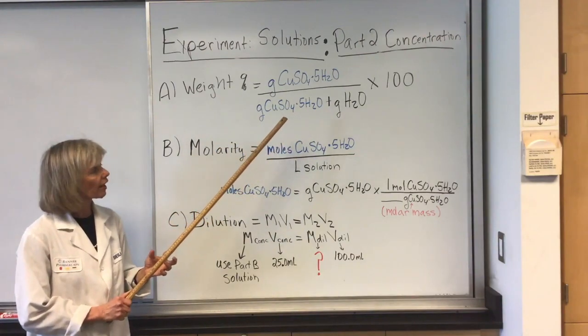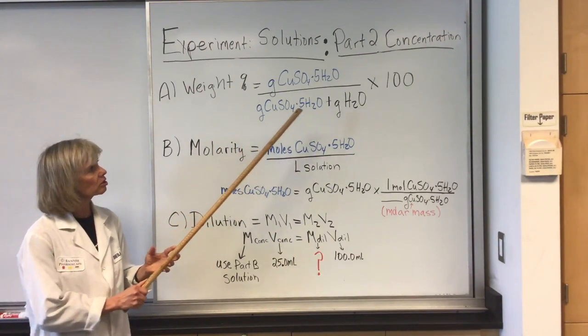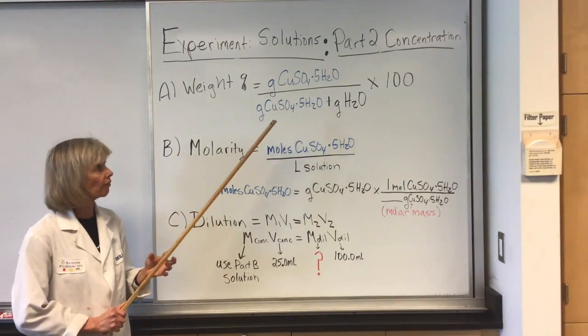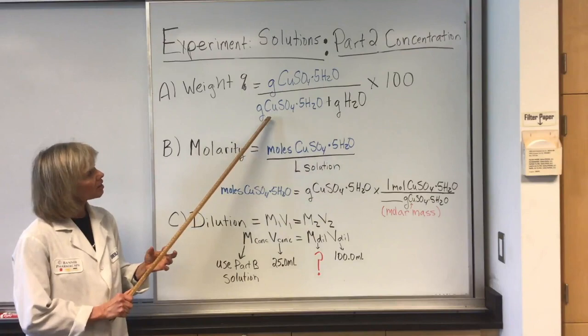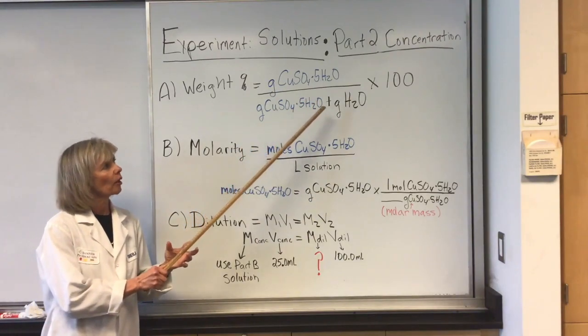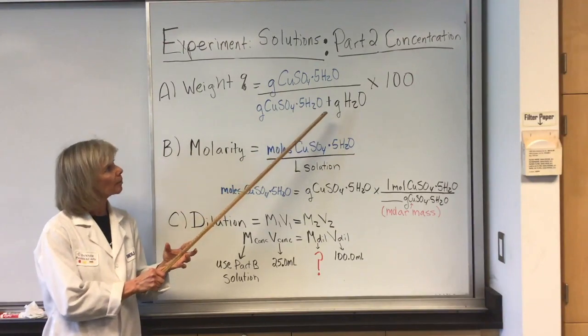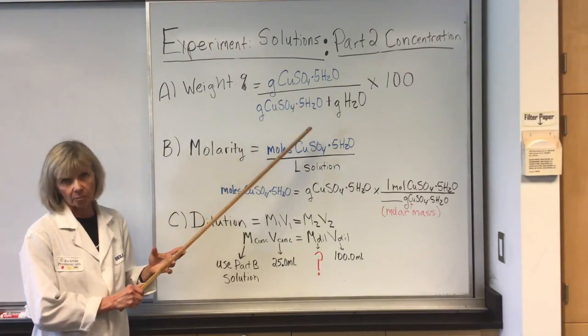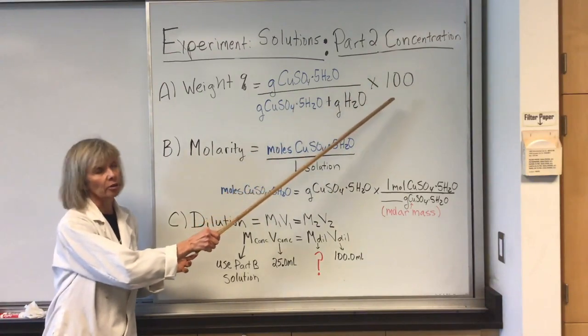So a solution, again, is the mass of the solute added to the mass of the solvent. So you'll have the mass of your copper sulfate pentahydrate, 2 to 3 grams, and then you're going to weigh out water and get the mass of that. So then you know the mass of your total solution. To make it a percent, you multiply by 100.